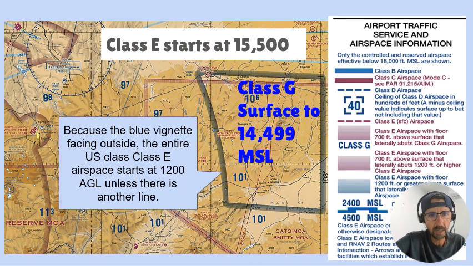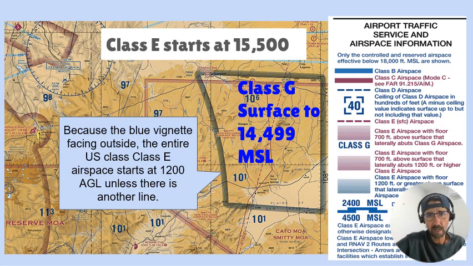Now, because the blue vignette, and this is very hard to find. This is the only one that I'm able to find. It's like out in New Mexico somewhere. Because the blue vignette faces outside of the entire U.S., Class E airspace that starts at 12,000 feet AGL unless there is another airspace in line, right? So kind of understanding what is the blue vignette and what's going on there.